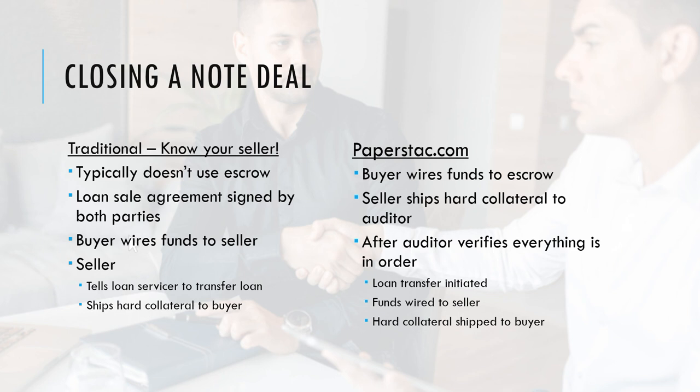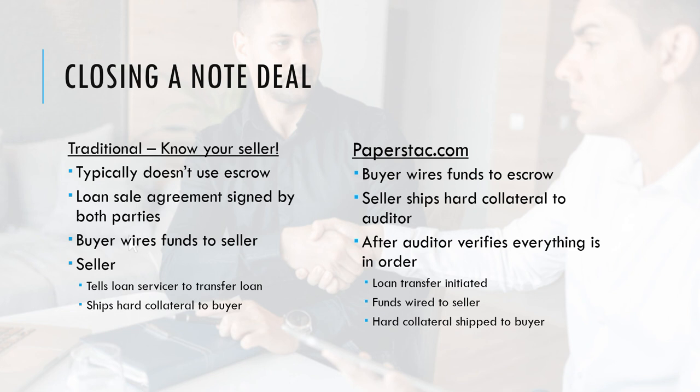But basically the difference from the quote-unquote traditional process is the buyer, instead of wiring funds directly to the seller, they'll wire them to escrow. And then the seller, instead of shipping the hard collateral directly to the buyer, they're going to ship it to an auditor. And then the auditor is going to go through that file and make sure that everything's in order. So if you run into some of these problems, like I've run into in the past where something's missing or something's not right, the auditor will catch that.